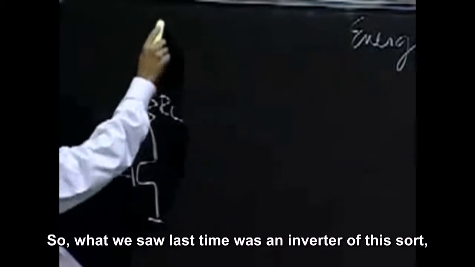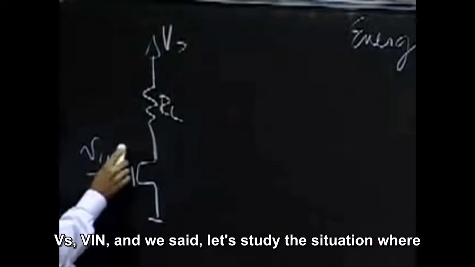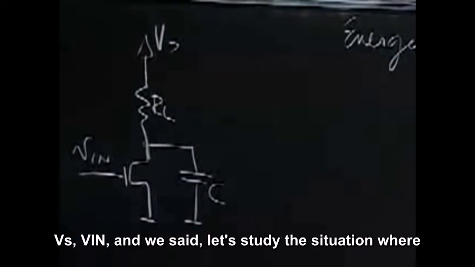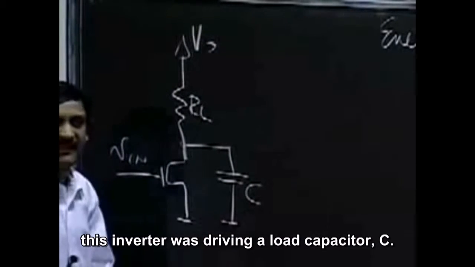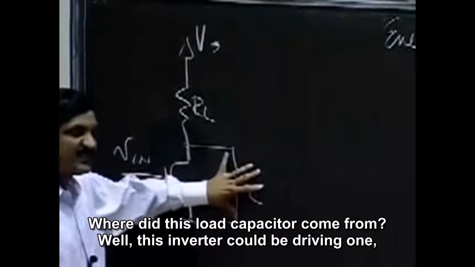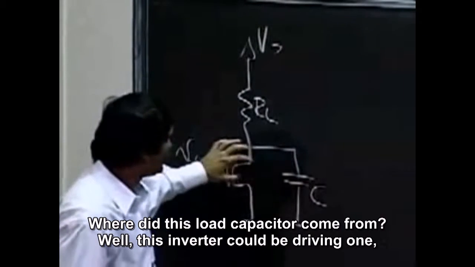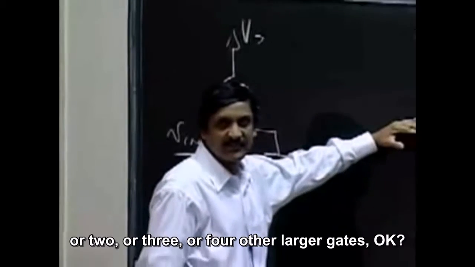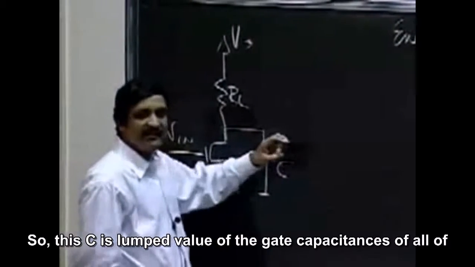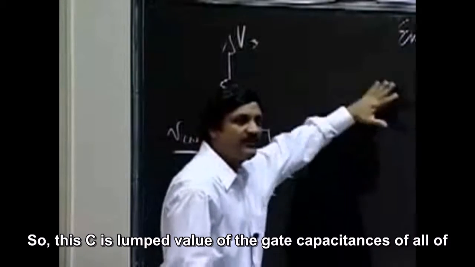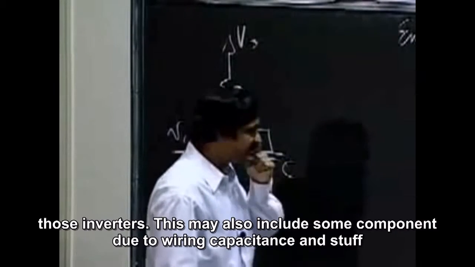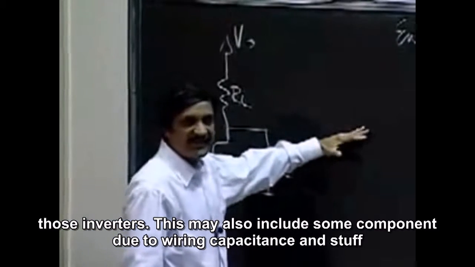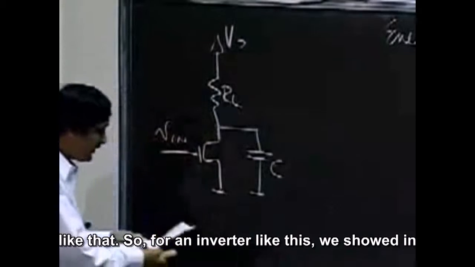was an inverter of this sort, Vs, Vn, and we said let's study the situation where this inverter was driving a load capacitor C. Where did this load capacitor come from? Well, this inverter could be driving 1 or 2 or 3 or 4 other logic gates. So this C is the lumped value of the gate capacitances of all of those inverters. This may also include some component due to wiring capacitance and stuff like that.